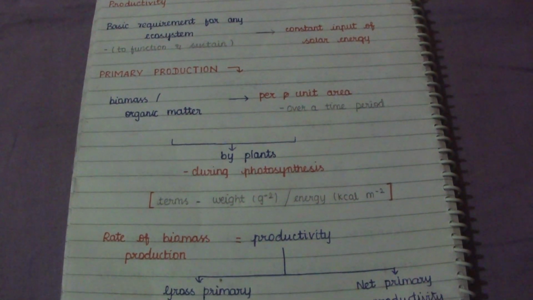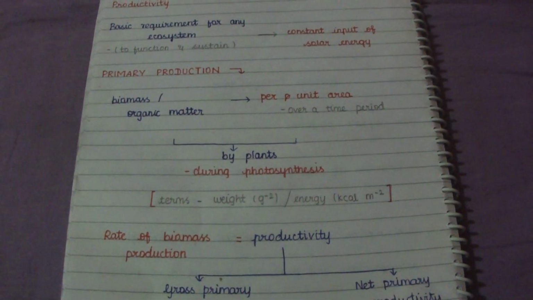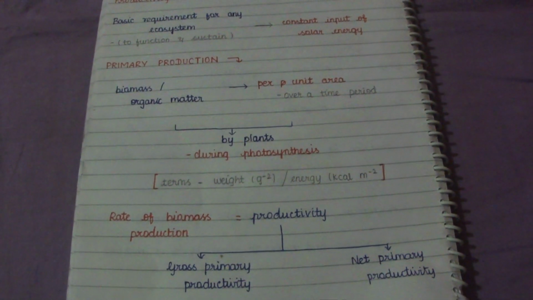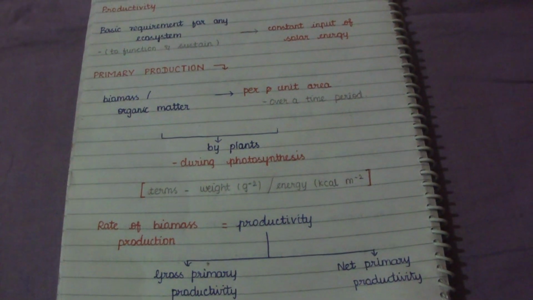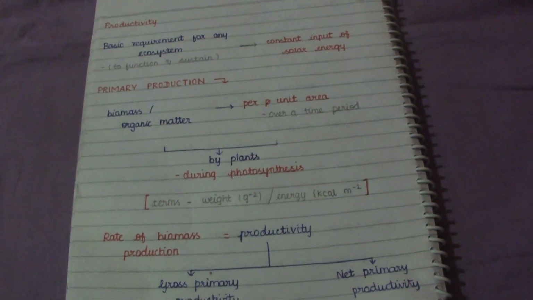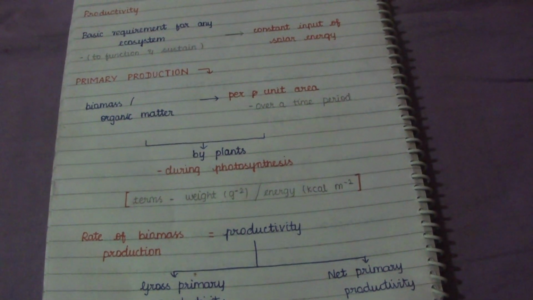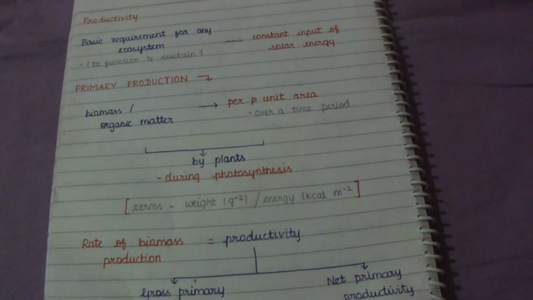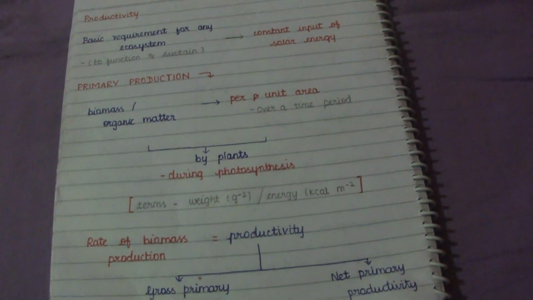The rate of biomass production, the production of this biomass or organic matter, is termed productivity. Productivity can also be expressed in terms of g m^-2 yr^-1, or kcal m^-2 yr^-1. This is used to compare the productivity of different ecosystems. Productivity can be divided into gross primary productivity, that is GPP, and net primary productivity, that is NPP.